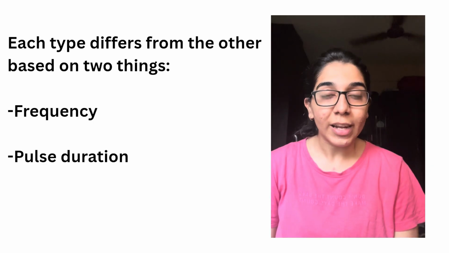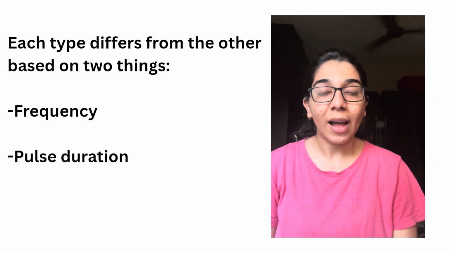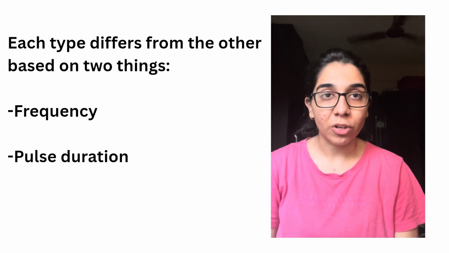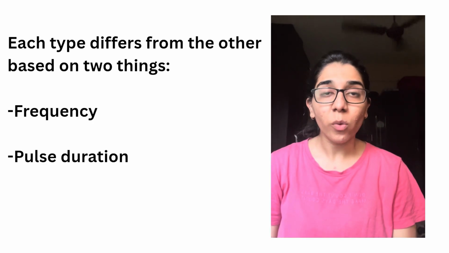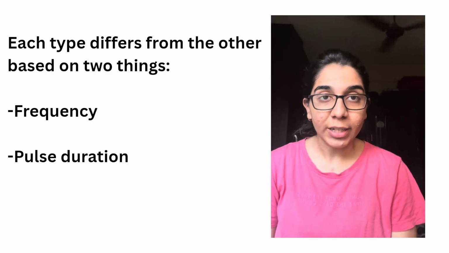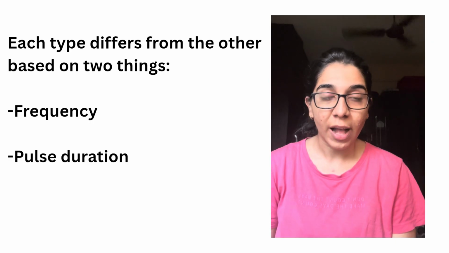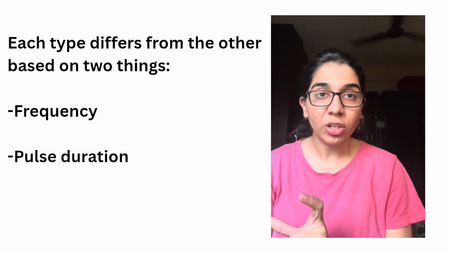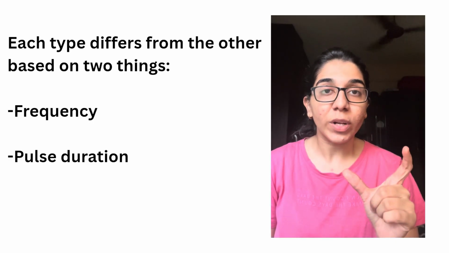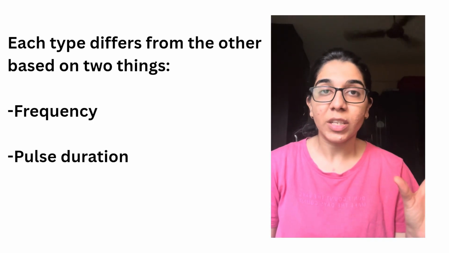And the small diameter nerve fibers, A delta and C, these are the ones that activate the descending pain suppression mechanism. Now, why is it important to understand all of this? Because each mode is going to have a certain pulse duration, and based on that pulse duration, the nerve fibers are going to get activated, and accordingly that pain mechanism is going to be stimulated.